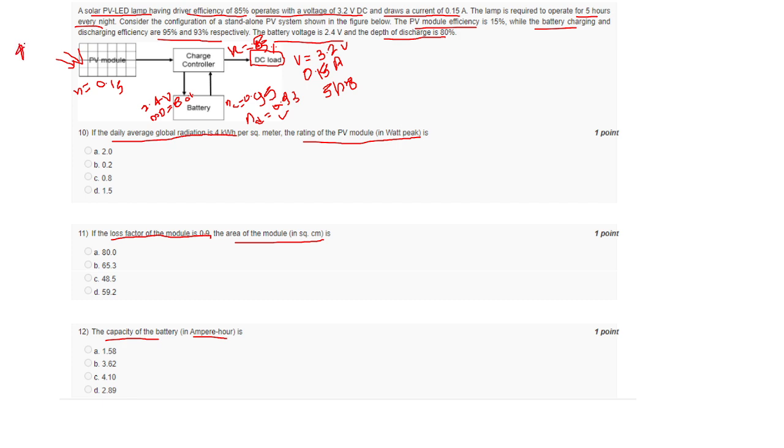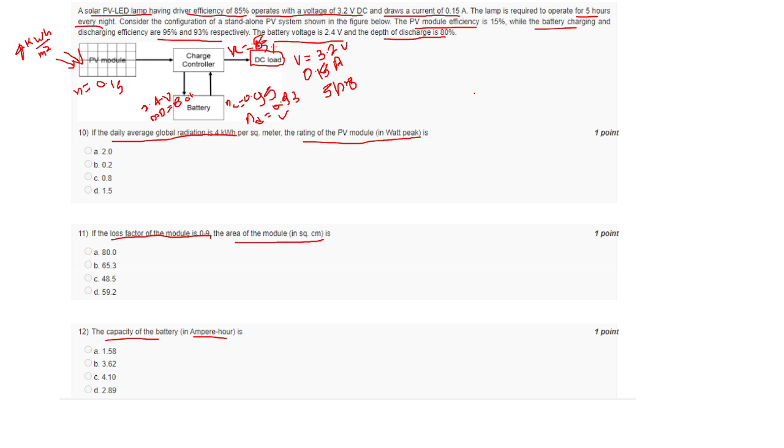4 kilowatt hour per meter square, what will be the rating of this PV module in watt peak?